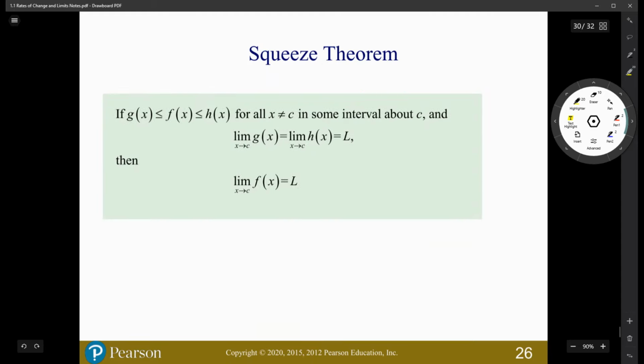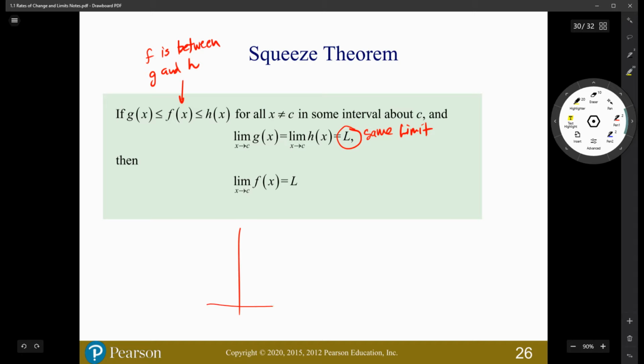So let's see that in the theorem. If g of x is less than or equal to f of x, which is less than or equal to h of x, in other words, f is between g and h for all x not equal to c in some interval about c, and the limit as x approaches c of g of x is equal to the limit as x approaches c of h of x, and both of those are equal to the same thing, same limit L, then the function f, that again, remember, lives between g and h, has limit L.